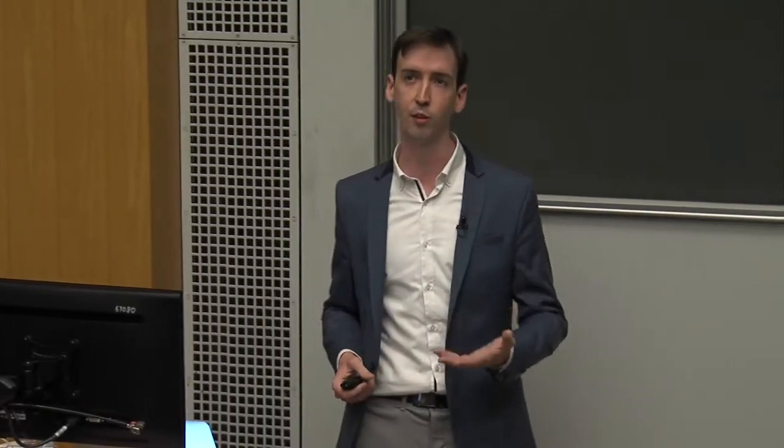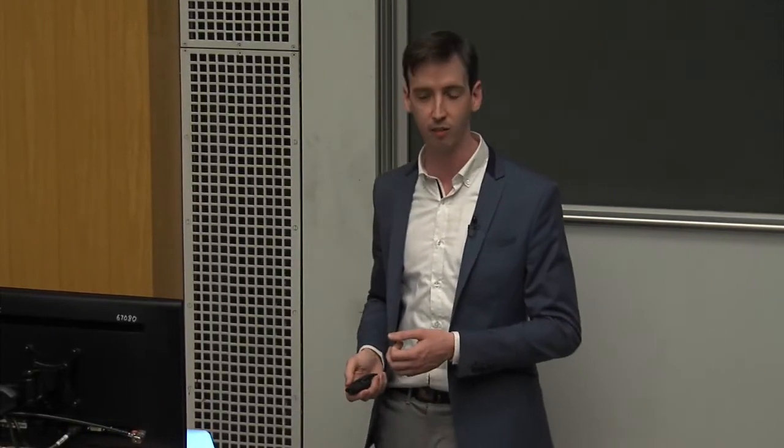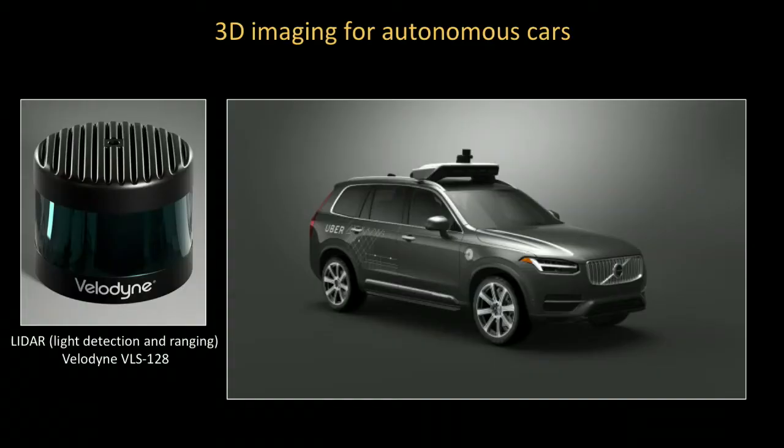Basically, there are a number of new growing industries that are making use of 3D sensors. Examples of that include the autonomous vehicle industry. These cars are really reliant on having sensors that can capture the 3D environment in an accurate and robust way to allow them to navigate through it safely. For example, this particular sensor is called a LiDAR. It's a light detection and ranging system.